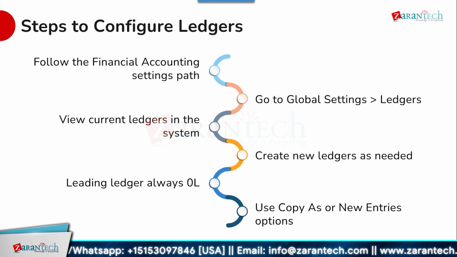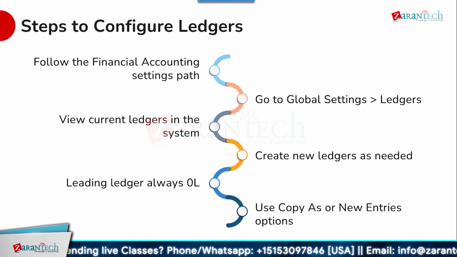Okay, now configuring ledgers is one of the very essential steps for effective financial management. So, let us walk through the steps that we need for setting up our financial ledgers efficiently. First, follow the path to financial accounting settings. Navigate to global settings and then select ledgers there. Here you can view the current ledgers in your system, ensuring everything is organized.